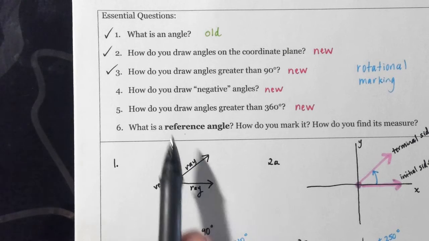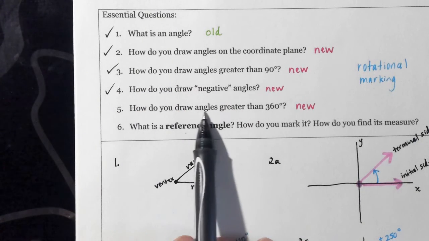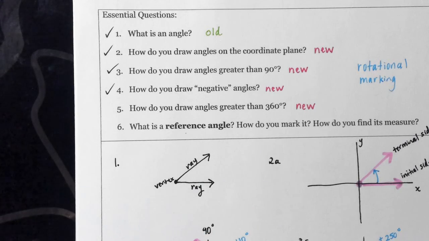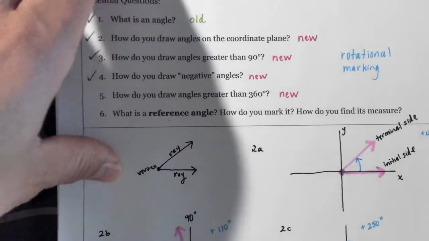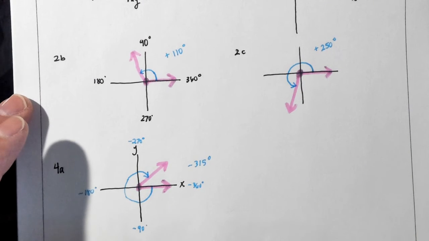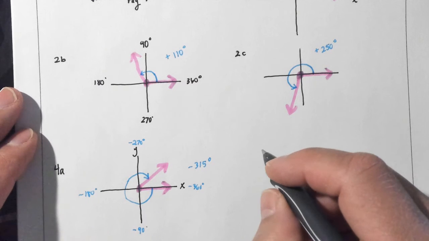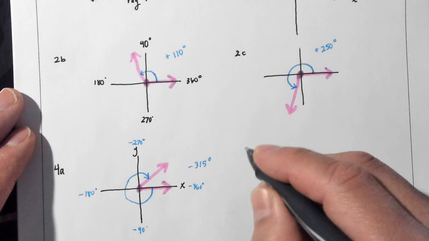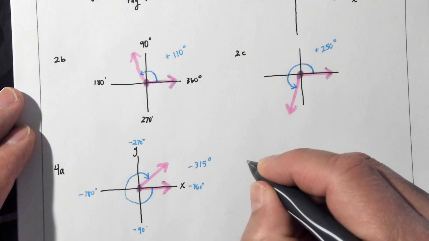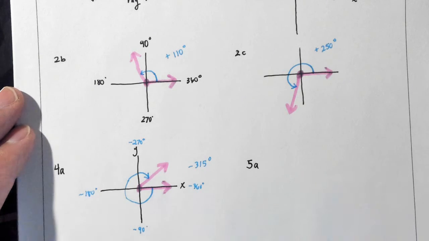We talked about this. And how do you draw angles greater than 360? That's what's coming up next. We're not going to spend a whole bunch of time on this. There might be one or two problems like this in your assignment. It's a rare situation, but it does occur. I'll do a couple examples.